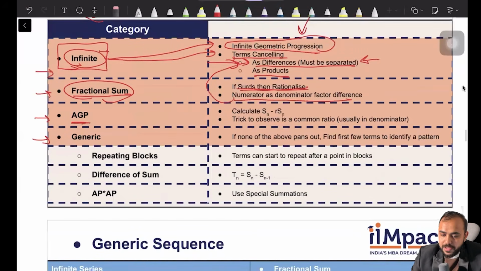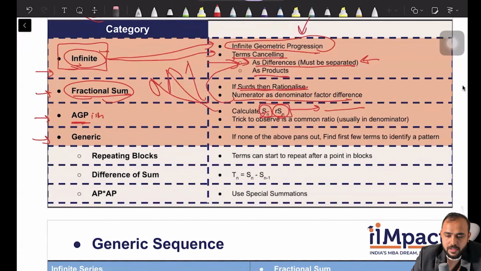Now you can have an AGP situation, AGP or AGP-ish, where what you really have to do is calculate S_n minus r S_n. Doing this turns this into an expression which is one of the above, for which I know how to calculate the sum. And once I do that, I am okay. The trick is to observe that there is a common ratio going on, and generally in AGP situations where you are required to calculate this S_n minus r S_n, the common ratio is in the denominator. It's a denominator thing. So again, your mind should strike that this is getting out of hand.